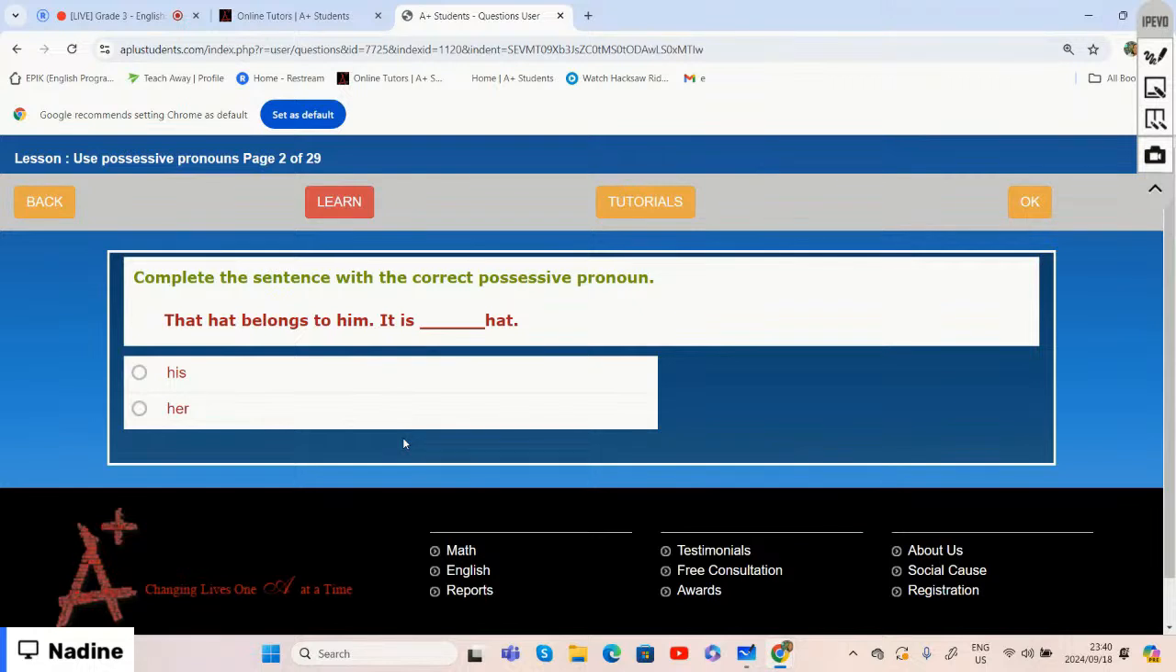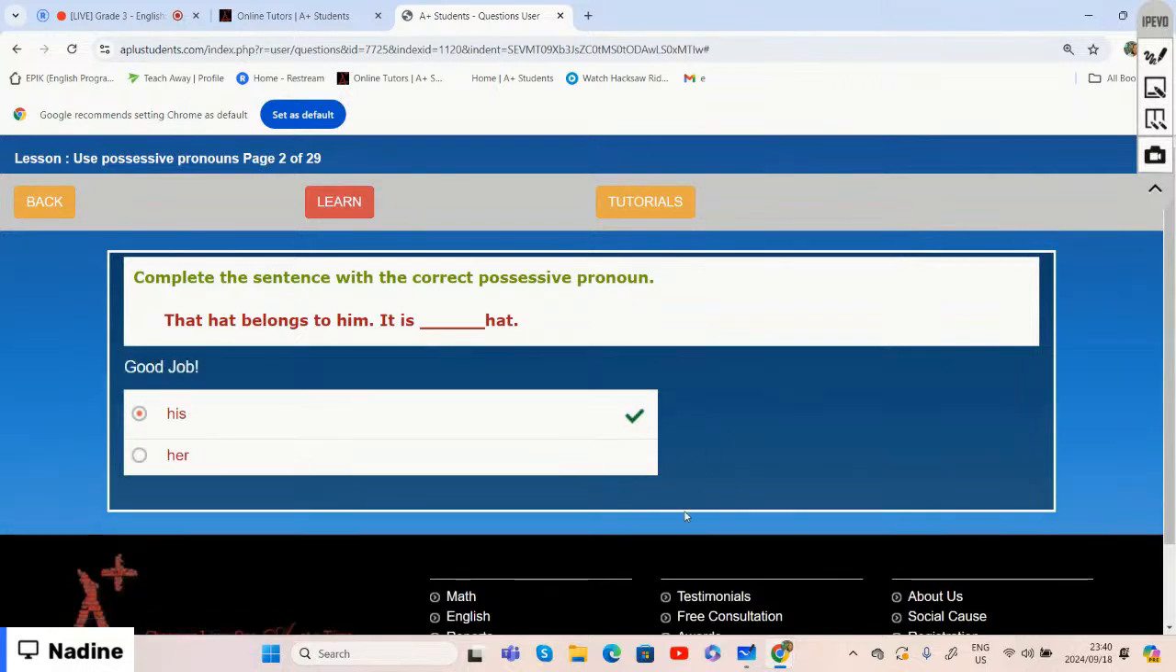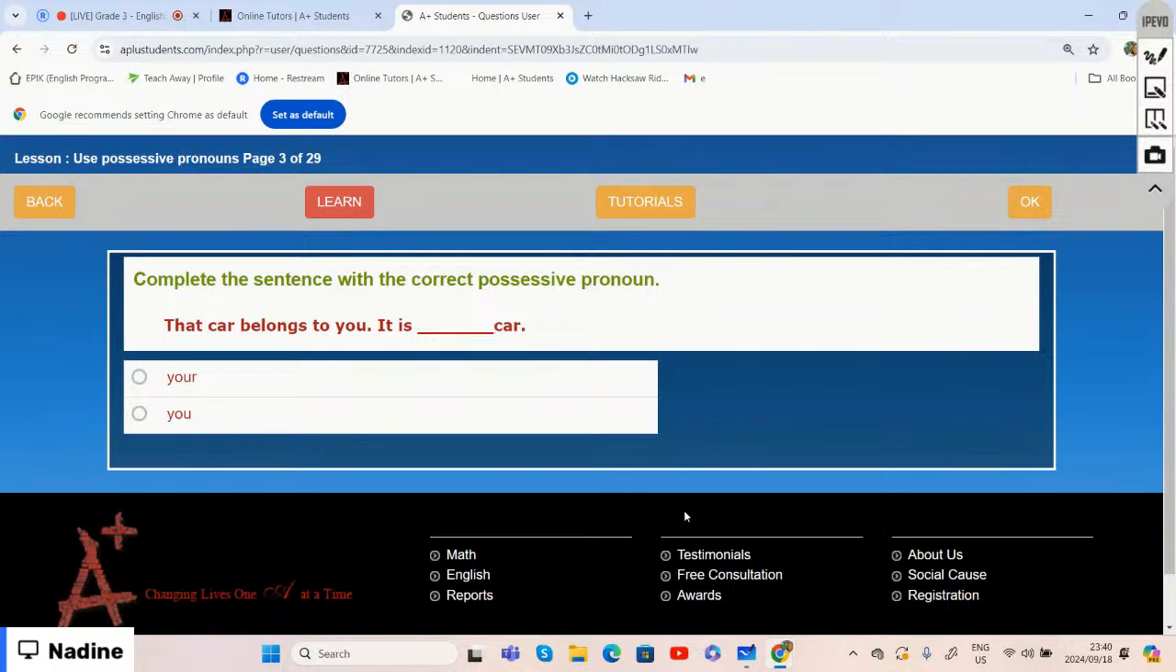So if that belongs to him, then yes, we can say option one, it is his hat. Well done. It is his hat. That is option one. If something belongs to him, if it belongs to a boy, a man, then we say it is his, right?